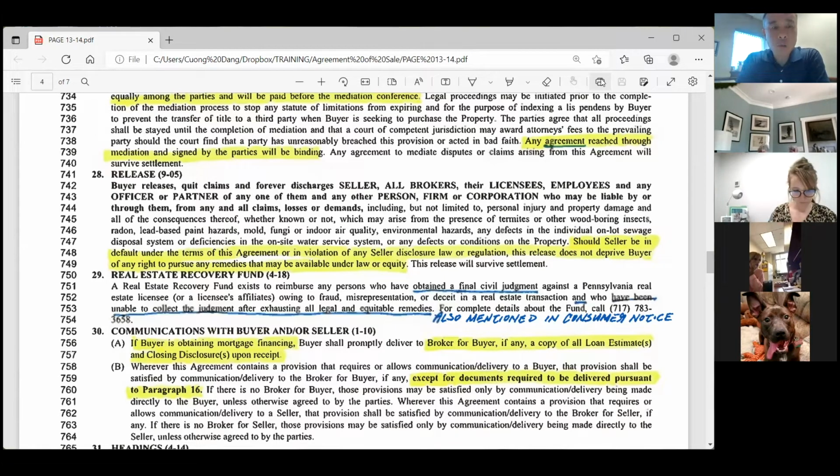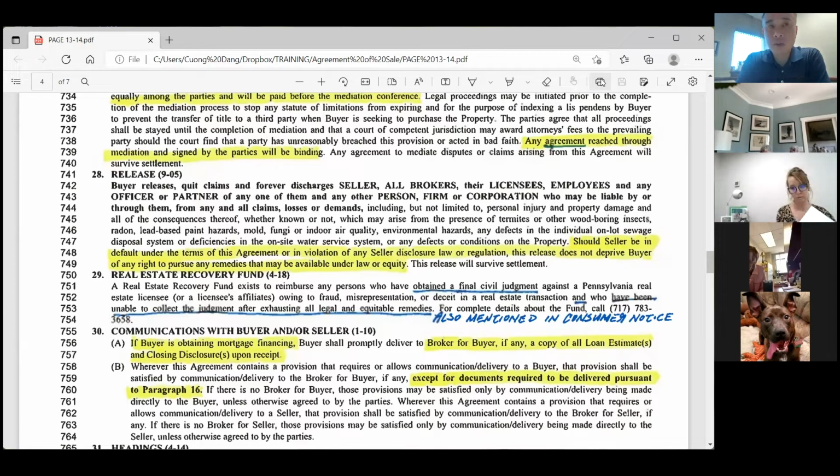Now, 29, the Real Estate Recovery Fund. I don't think I've ever heard of a story where money was collected through this fund, but 29 states that a real estate recovery fund exists to reimburse any persons who have obtained a final civil judgment. You've gone through the whole court system against a PA real estate licensee or licensee's affiliates owing to fraud, misrepresentation, or deceit in a real estate transaction.